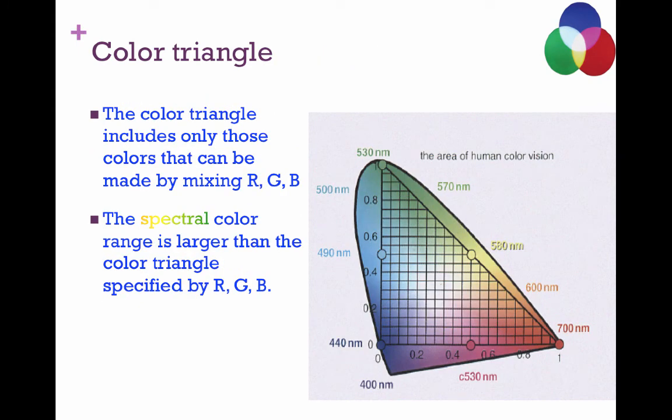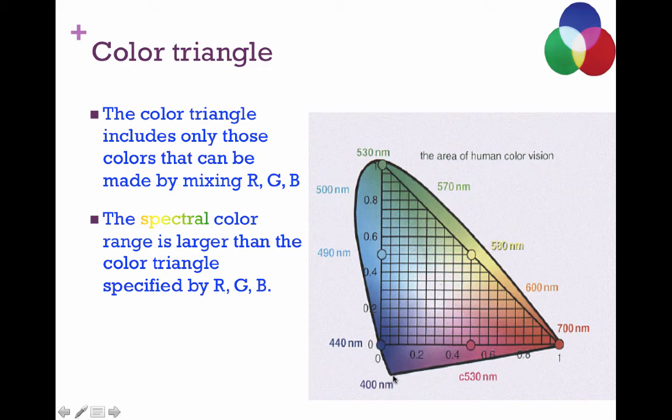Something interesting about the color triangle is that it only includes colors that can be made by mixing red, green, and blue. This sounds like it's just one sentence, but it's a very fascinating sentence. Okay? The colors that we can see is much bigger. Well, quite a bit bigger.